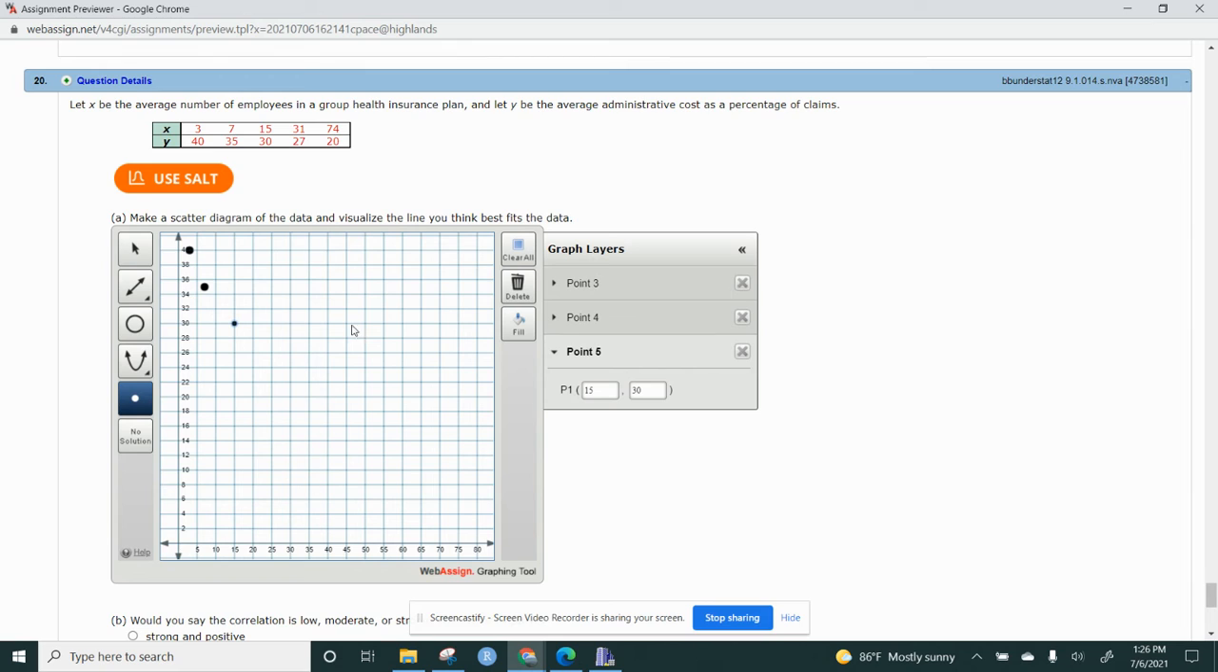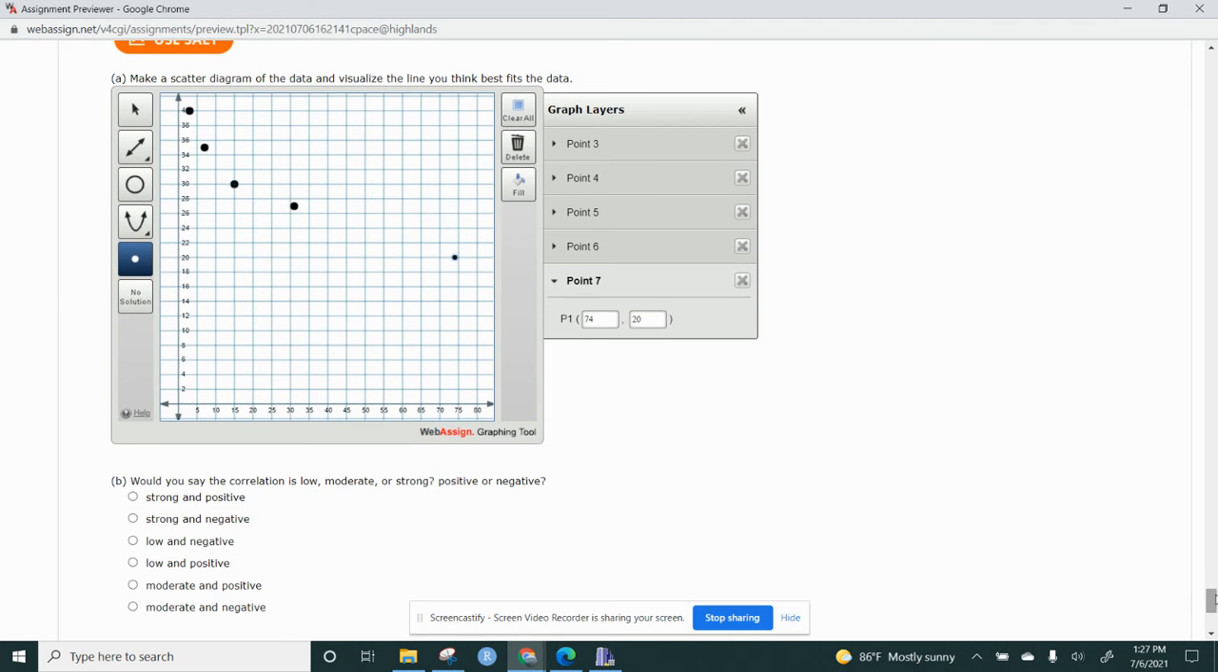And then 31 to 27. Check it. 31 to 27. Okay, and see, I can correct it. And then I'm going to look at 74 to 20. Okay, so I'm going to do that. 74 to 20. It's probably not going to like it because it says 0.2 and 3. So let's see how I did. Okay, so there's that. So I did that one.